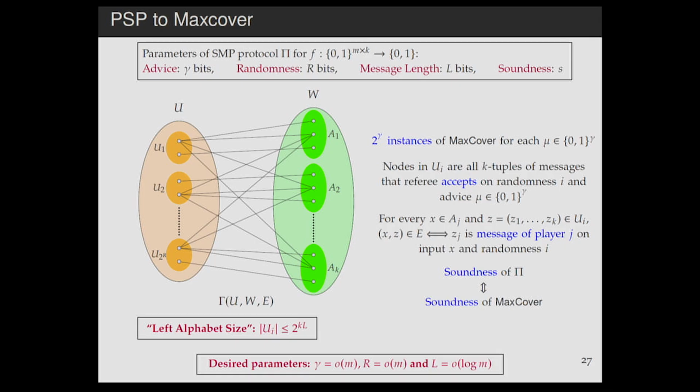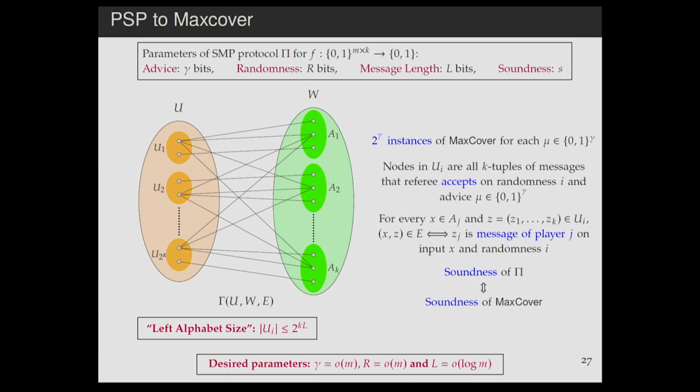But we have a more stringent requirement on the L, because remember that for dominating set, when we do the reduction, we actually have an exponential blowup in the left alphabet size. So we want the left alphabet size to be at most log n already, which is m, and here it is also exponential in L. So we want exponential in L to be at most m. So the left alphabet size can be at most log m. Not the left alphabet size, sorry. The message length L can be at most log m. Okay, so this is the requirement on the parameters.